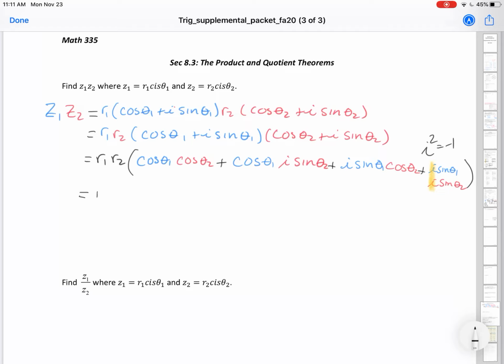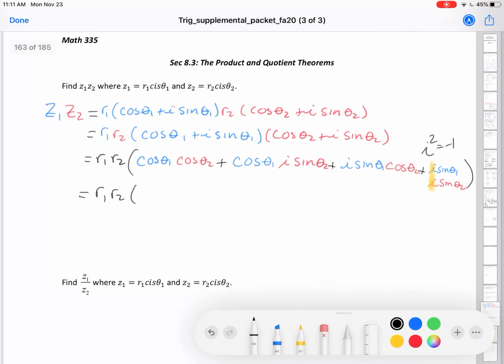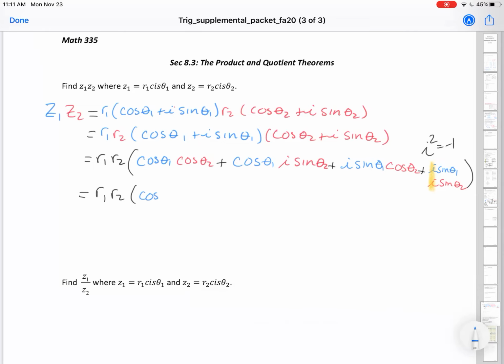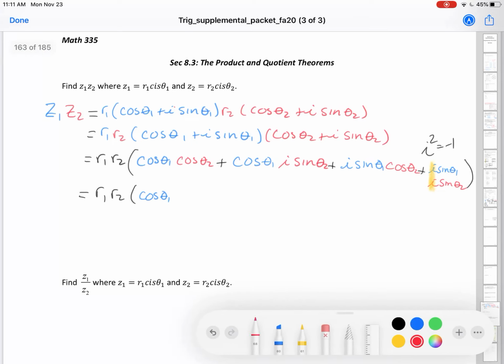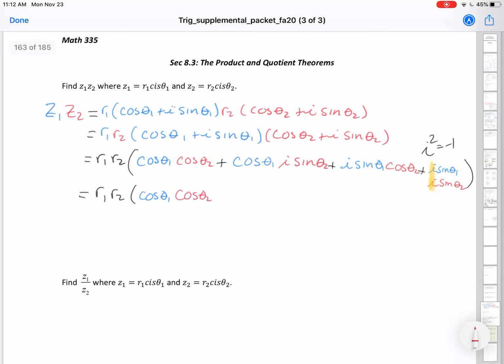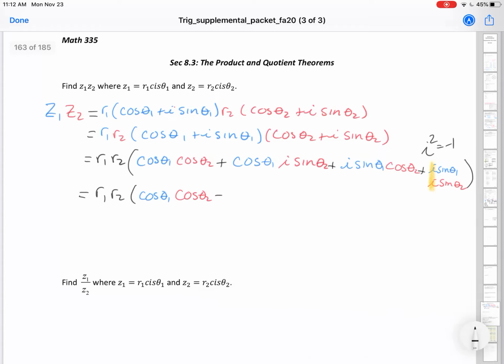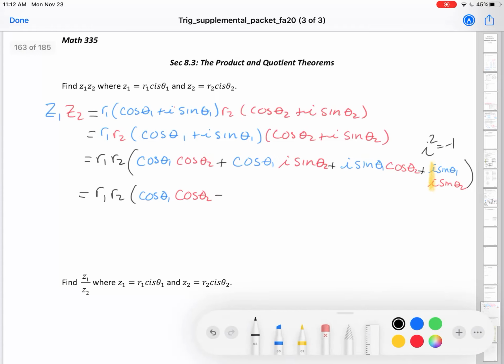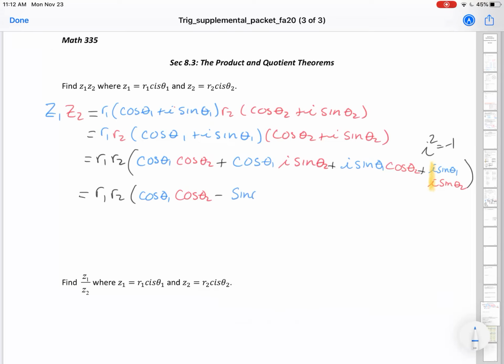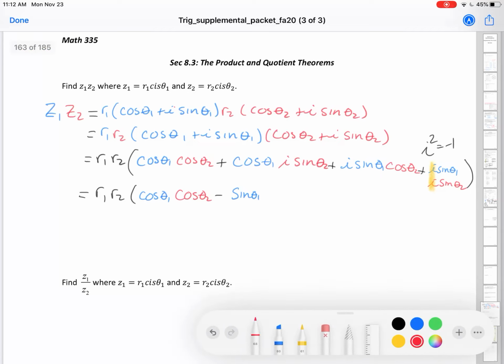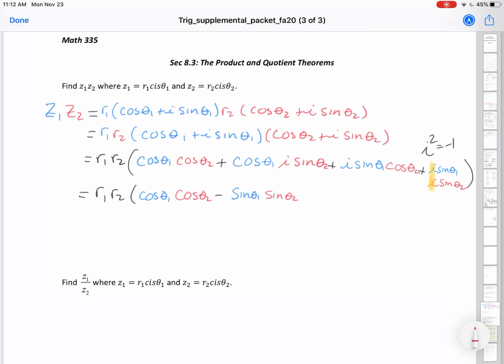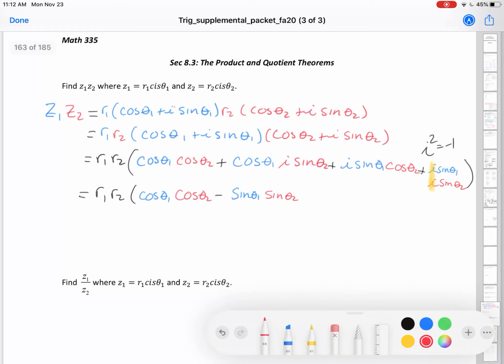So what do we have right now? We have r1 r2, and we have cosine theta 1 times cosine theta 2. Now I'm going to bring that last term to it. The i squared is going to be a negative 1. So we're going to get minus. And what do we have there? We have sine theta 1 times sine theta 2. And then we have a plus symbol.